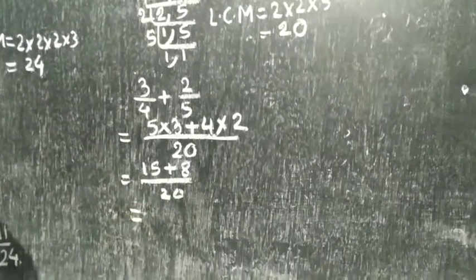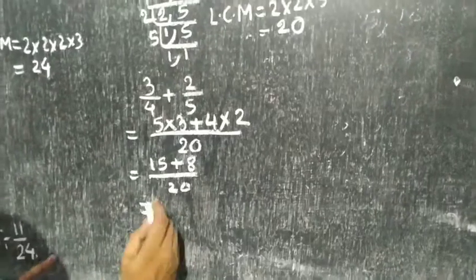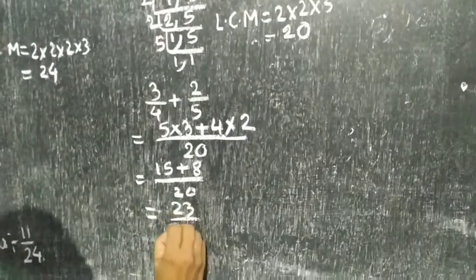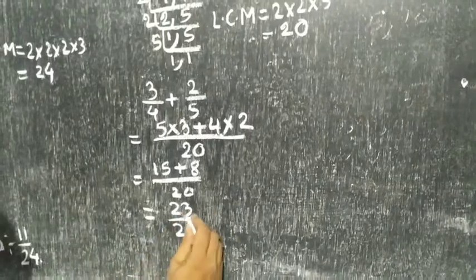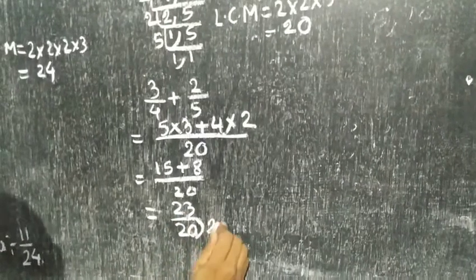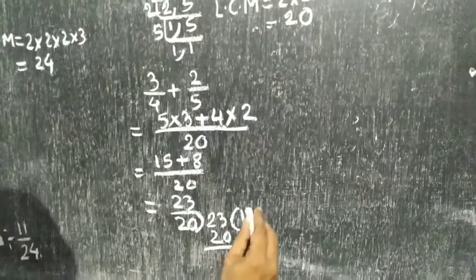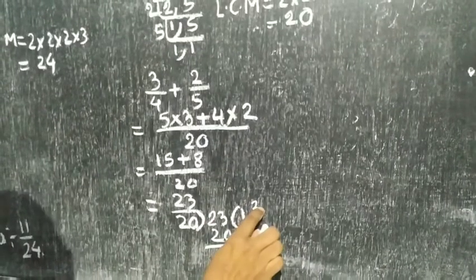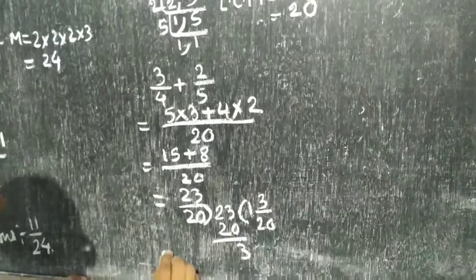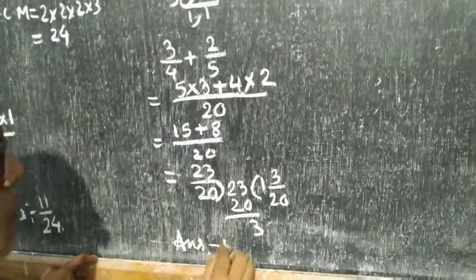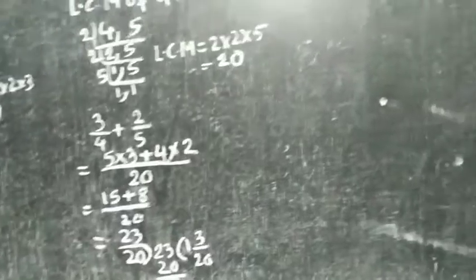Now 15 plus 8, 23 by 20. Now 23 is greater than 20, so you have to divide. 2 tens are 20, so 3. So 3 will come in the numerator and 20 will come in the denominator. So the answer is 1, 3 by 20.